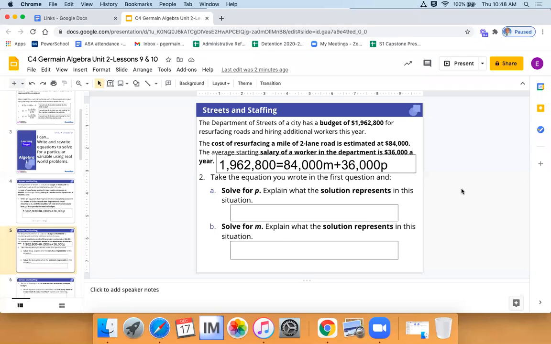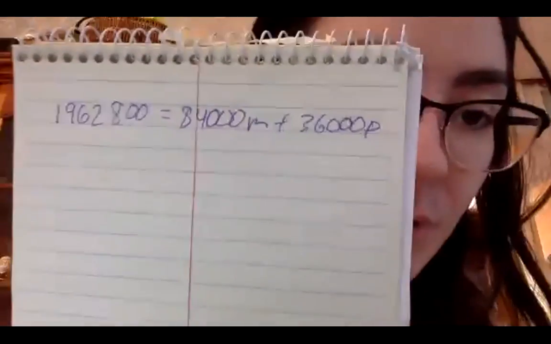So, ladies and gentlemen, awesome job. My suggestion when you're solving this is to start off with that first equation, 1,962,800 is equal to 84,000 m plus 36,000 p, on a piece of paper. I'm going to stop my share for a second and show you how my paper looks. On a piece of paper, I wrote it out.